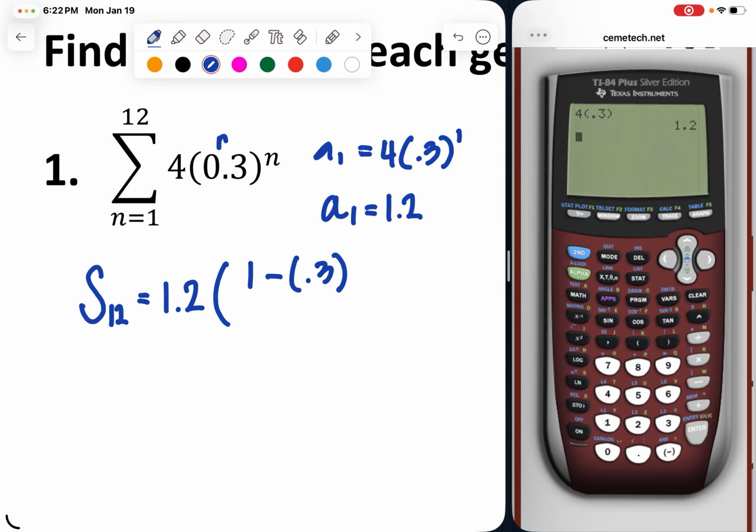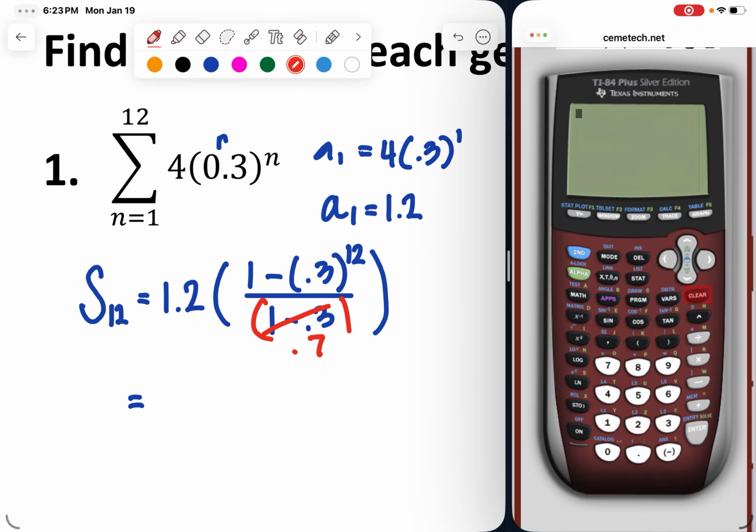Since it's a positive 0.3, I really don't need to have it in parentheses, to the nth power, which is 12, divided by 1 minus 0.3. All right, so now we're going to put this in our calculator. First thing I'm going to do is 1 minus 0.3. I can do it with mental math, which is 0.7. The reason I do that with mental math is otherwise I'd need another set of parentheses around this, which I don't want to do right now.